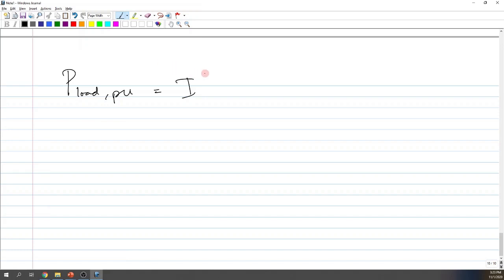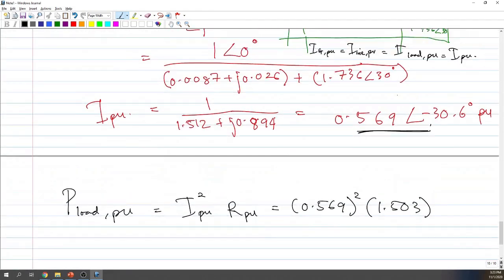Okay, so I square PU, ini PU juga kan, dengan R PU. Okay. So I yang kita dapat adalah 0.569 square 1.0503. Okay, ini R dia lah. R kalau kita tengok kita pecahkan tadi.